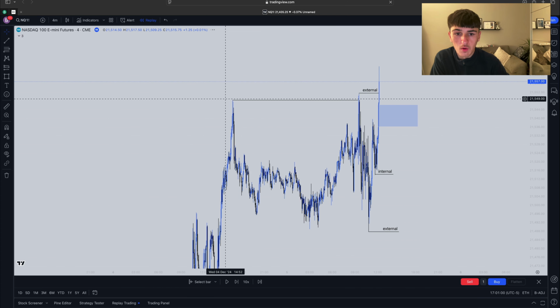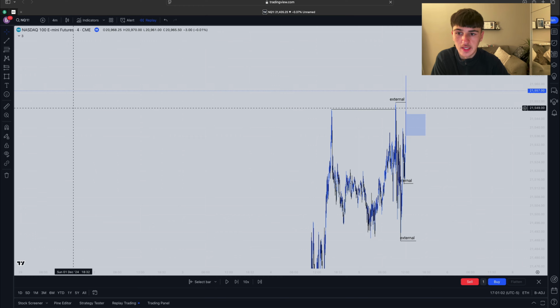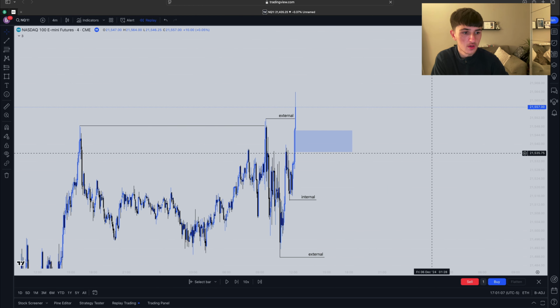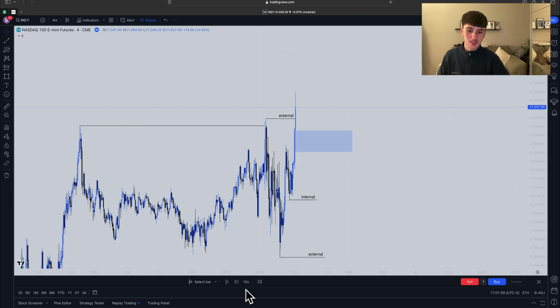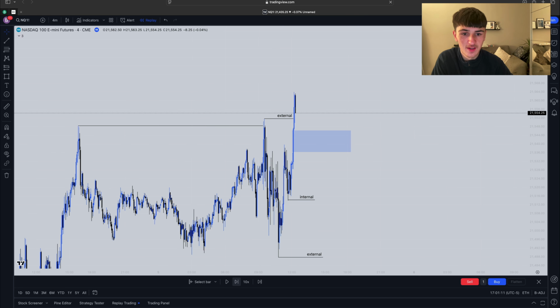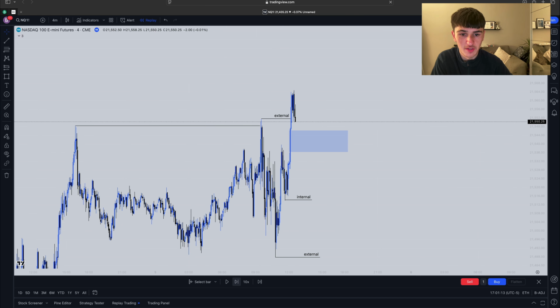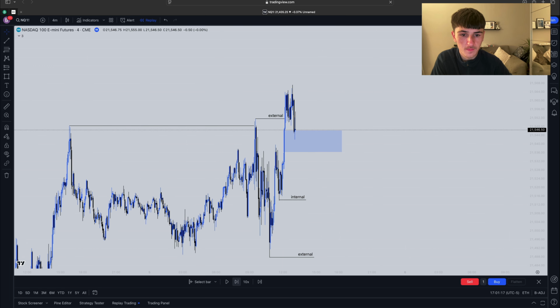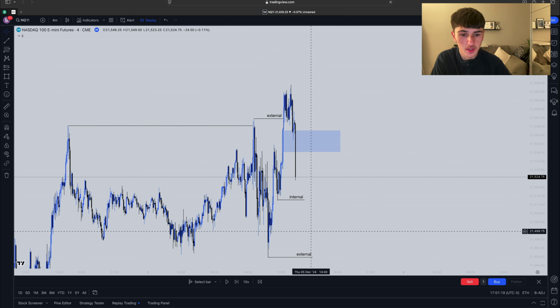So now that we know we've swept an external high, we look left. Is there anything else? No. Okay, so does it make sense to come down? Yes, it does. So again, all we do now is simply be patient and wait for this clear and obvious gap to be disrespected with displacement. And you'll see, there we go.